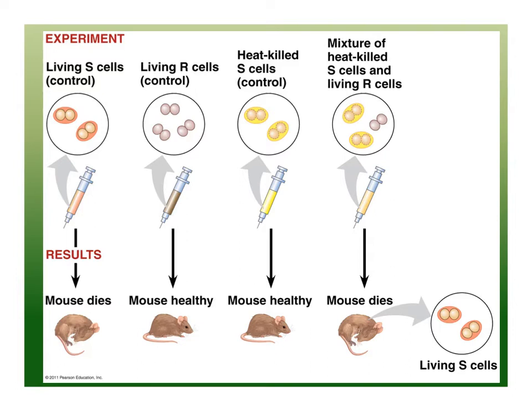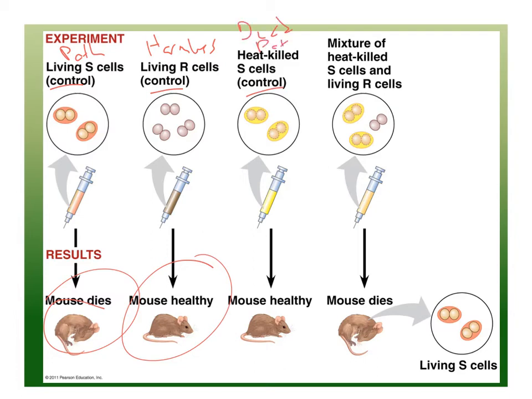So here are our 4 experimental groups again. Notice too, I'm calling them all experimental groups. Your textbook calls these controls. It doesn't really matter how you look at it. But the living S cells, the living pathogenic bacteria, did what we expected, right? Mouse dead. The living harmless bacteria, the R cells, did what we expected. Mouse healthy. The heat-killed S, dead pathogenic, did what we expected. The mice survive. Those dead bacteria don't really affect you.